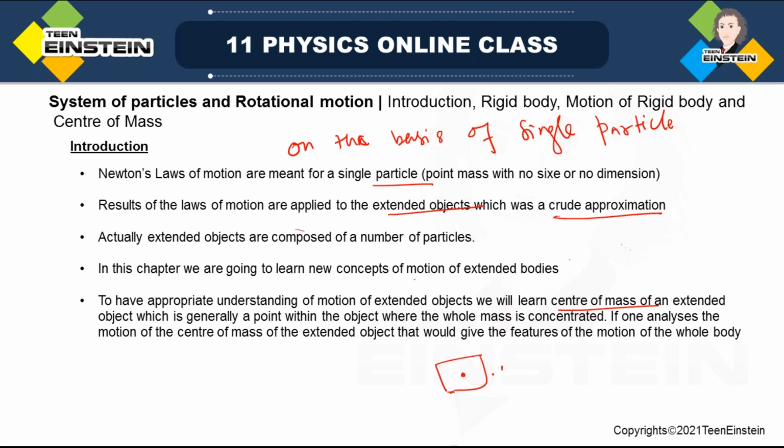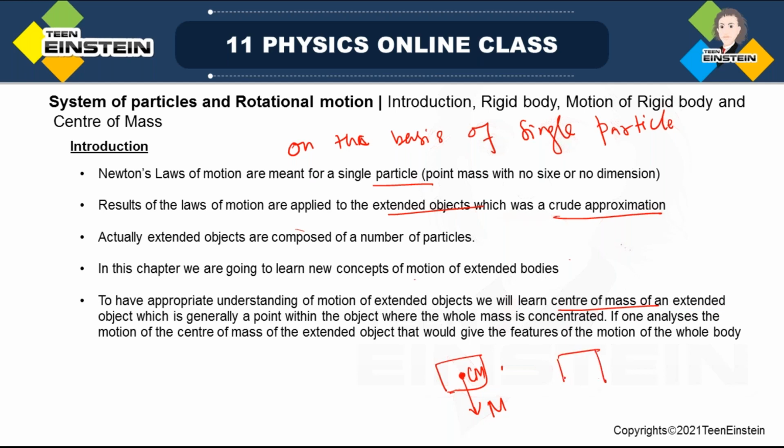I'm sorry, no, center of mass cannot be outside of the object. Center of gravity can be outside of the object. Okay, so center of mass, CM or COM, sometimes people write. Center of mass is a point within the extended object at which the whole mass is concentrated. If the mass of this particular object is capital M, there will be a point within this object itself where the whole mass of the object is concentrated.